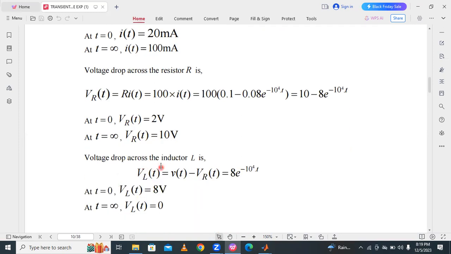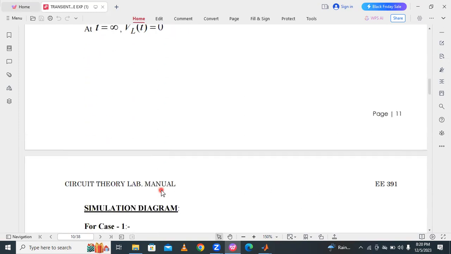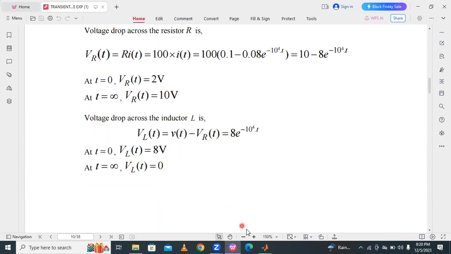Then the voltage drop across the inductor L is the source voltage minus the voltage drop across the resistor. VL of t is equal to V of t minus VR of t, that is equal to 8 into e power minus 10 to the power of 4 into t. At t is equal to 0, substitute here, and then VL of t is equal to 8. At t is equal to infinity, VL of t is equal to 0. From 8 volts onward, it decreases exponentially. So this is case 2.